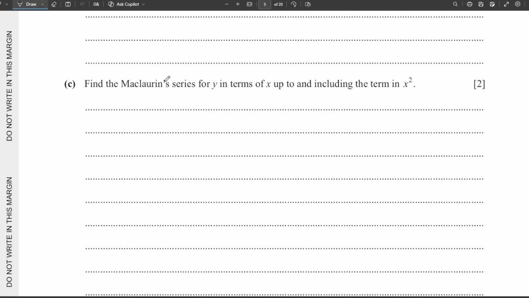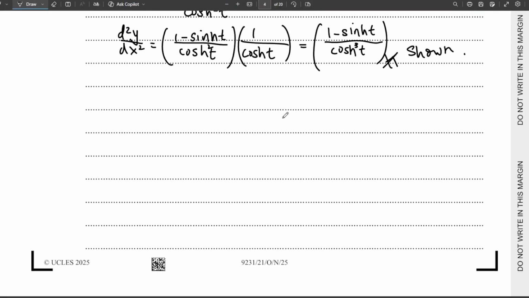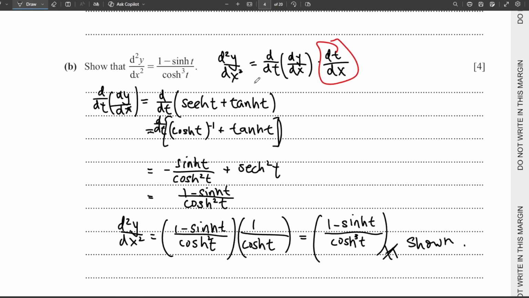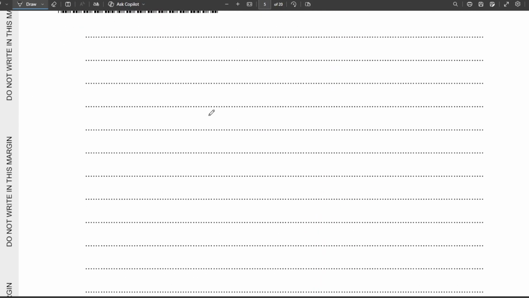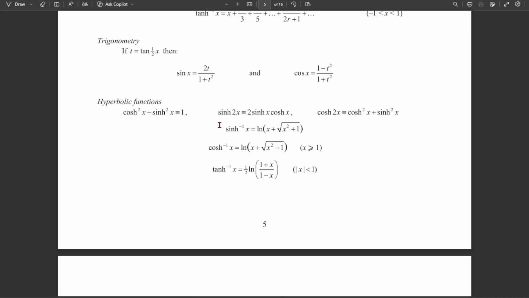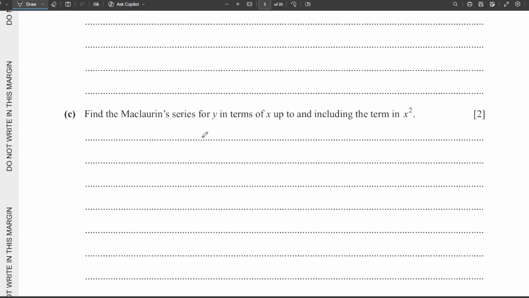Okay, part C. We want to find the Maclaurin series of y in terms of x, up to the x squared term, right? Usually, even in the real world, you're going to do at most up to x squared also. So we don't need that much accuracy for most purposes. So we have y, we have x. Let's look at the Maclaurin series formula here. I'll just rewrite what's here first.